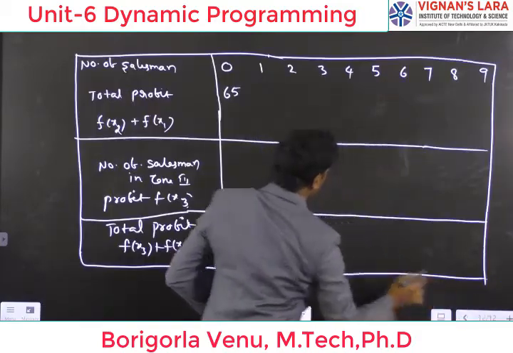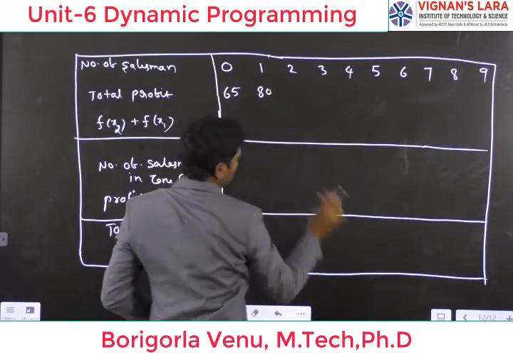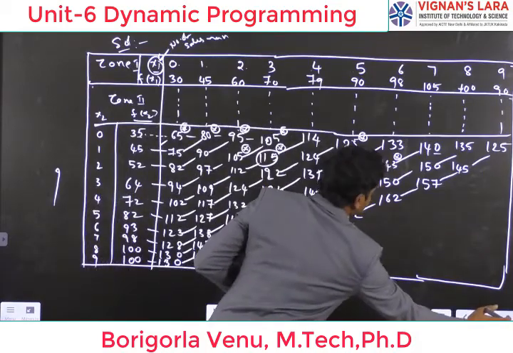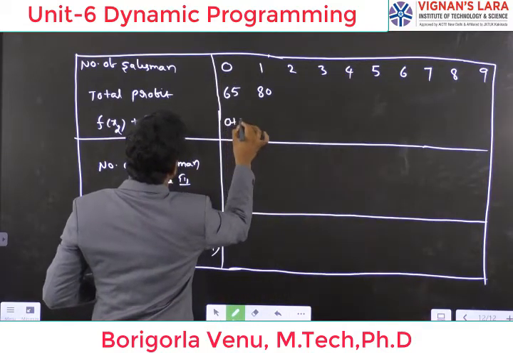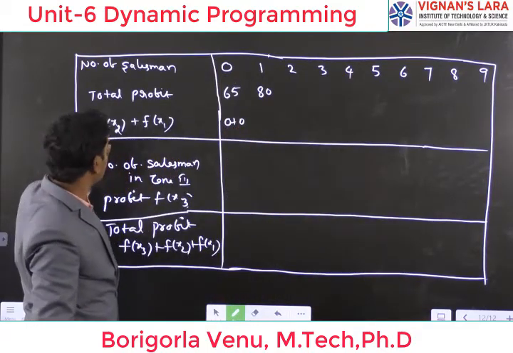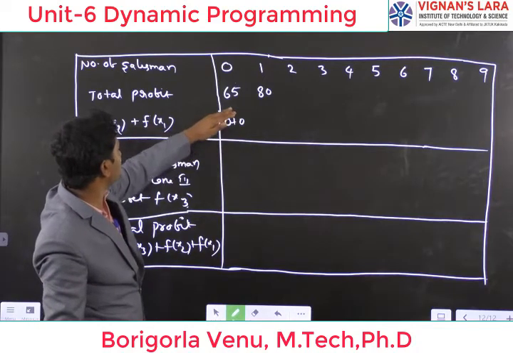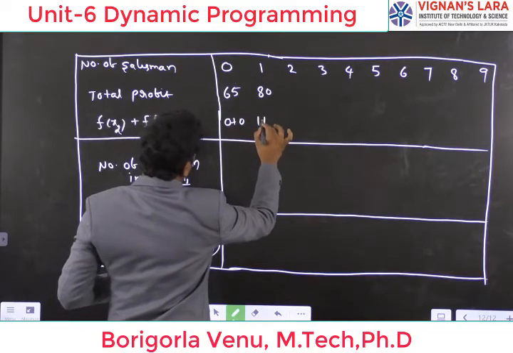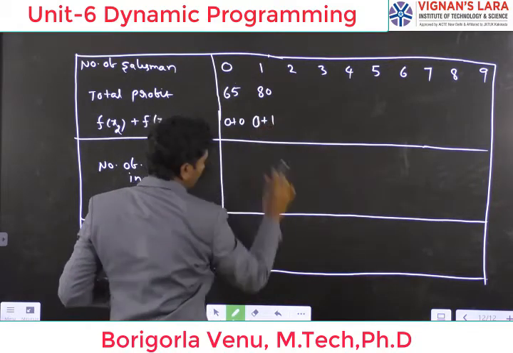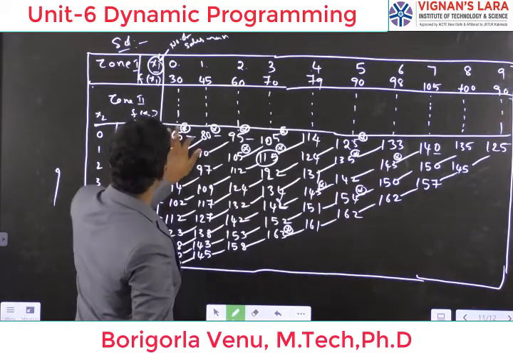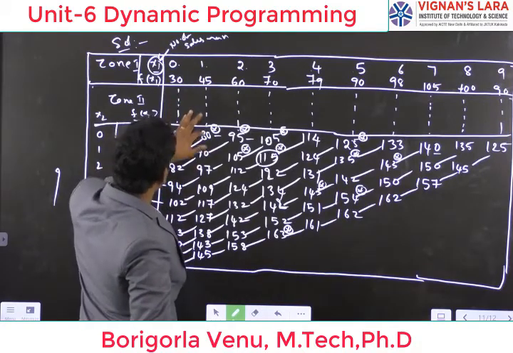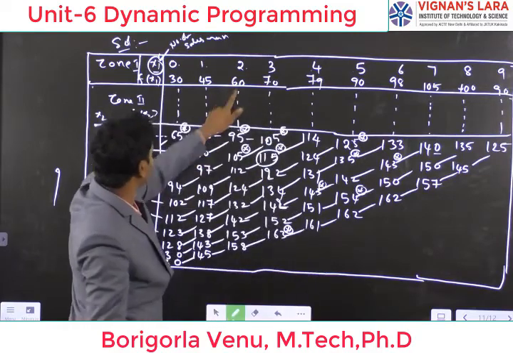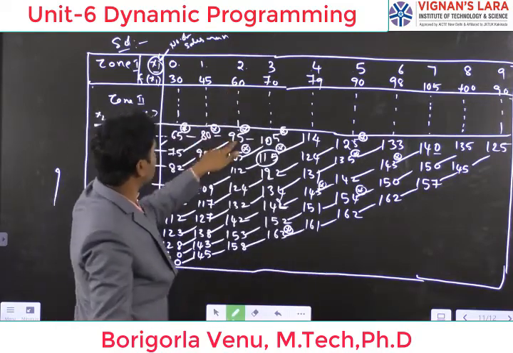80. So we are going to take 80 here, and where we obtained the 65, we obtained it at 0 plus 0. So at the second zone 0 salesmen and the first zone 0 salesmen, from these two we get 65, the minimum. Next, where we get 0 plus 1, it means 0 salesmen from zone 2 and 1 salesman from zone 1. So for 0 plus 1 we get 80. Next, coming to 0 plus 2, we obtained 95.